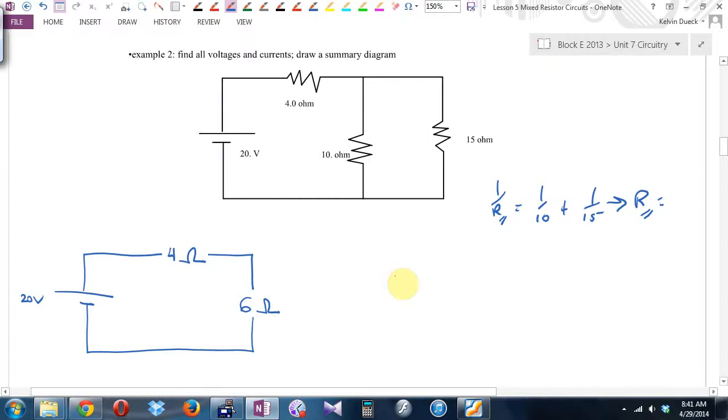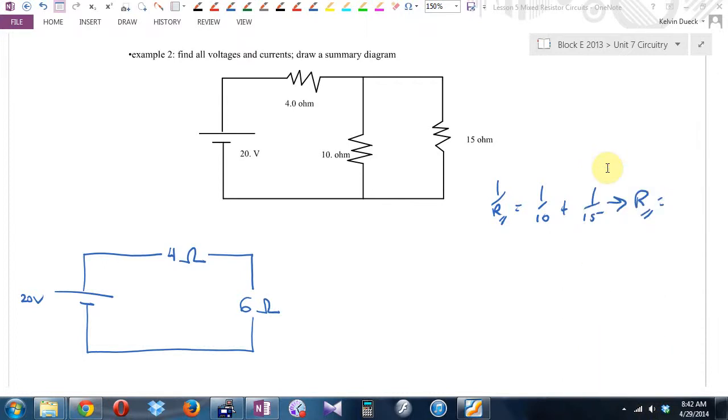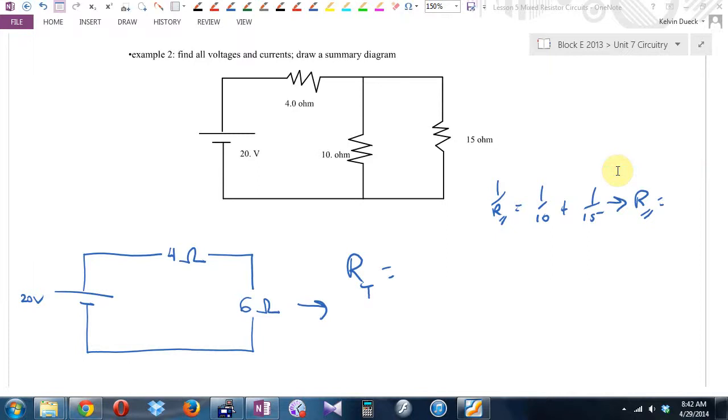Now, why is this so nice? Okay, hang on. I've got to pause and get this done. Why is this so nice? Because the 4 and the 6, I think someone said they're in series. So mathematically, what's our total? It's 10. I could redraw that second circuit, but I've got the total resistance. So, what's V total?